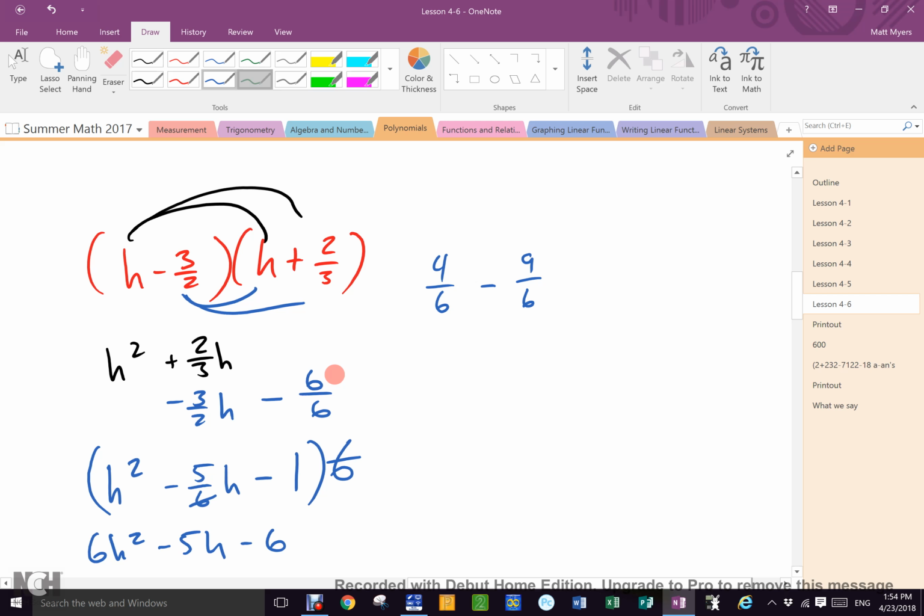But now you should see what happens, why just moving those denominators works, because it gets us the same answer. Is everybody good?